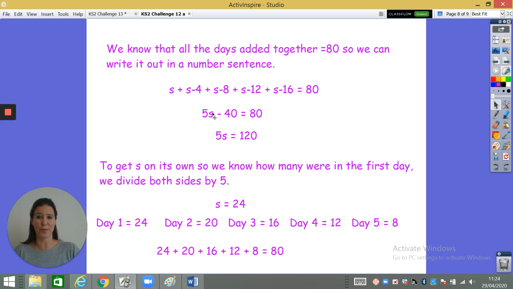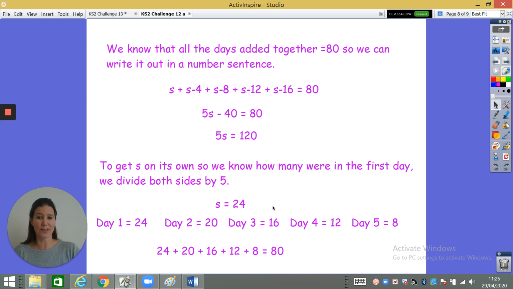So how many S's did we have? We have 5 S's. And we take away 4, 8, 12, and 16. That's take away 40. And we still know that they made 80 sandcastles. So 5S take away 40 equals 80. If we add 40 to both sides, we get 5s on its own. So 5s equals 120.